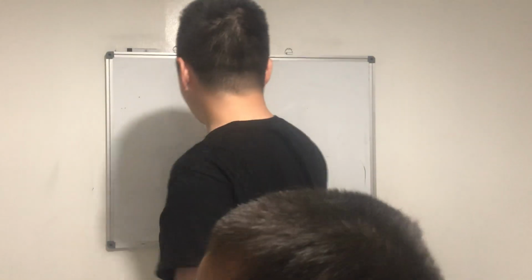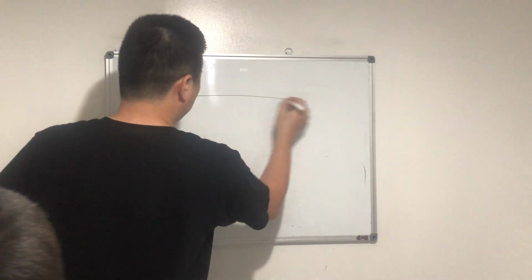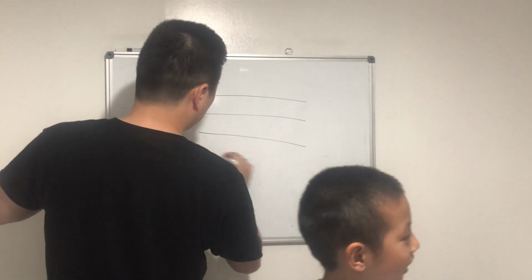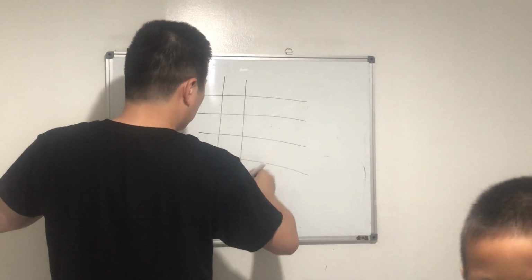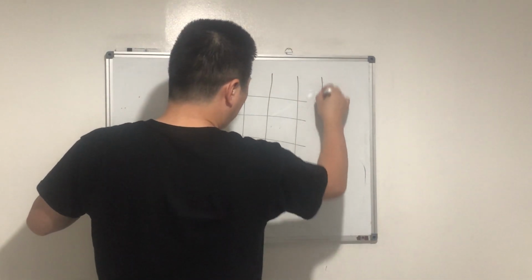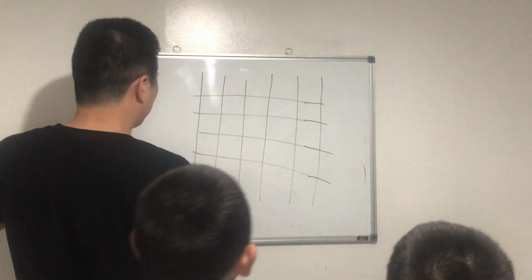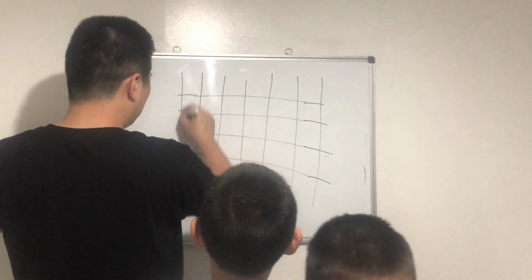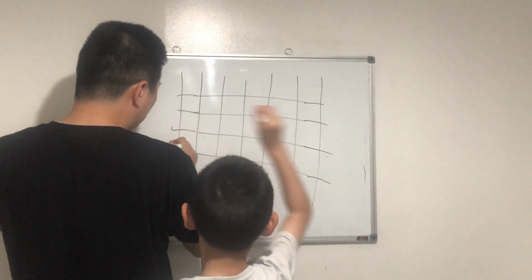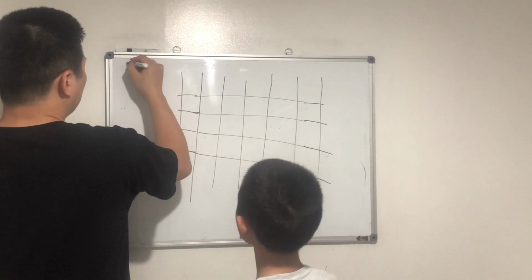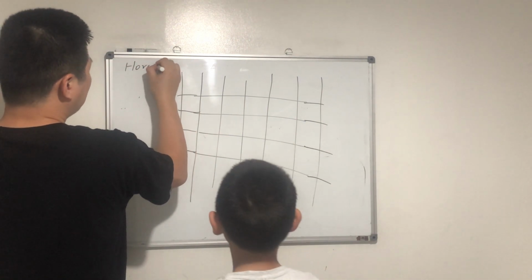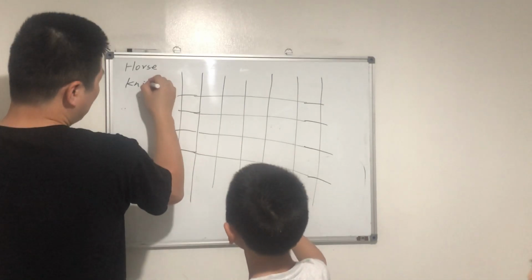Okay, you play Chinese chess, right? You know the chess, the horse. People won't know Chinese chess because they're not Chinese. That's fine. You know the horse, or the knight in the chess. The horse in Chinese chess, or the knight.